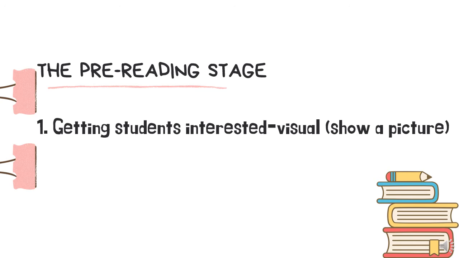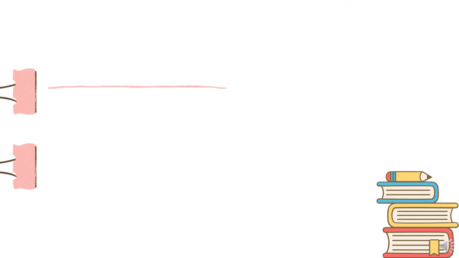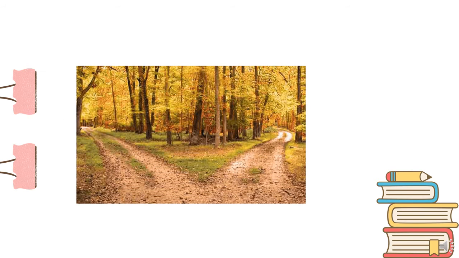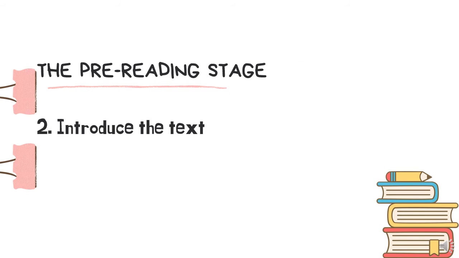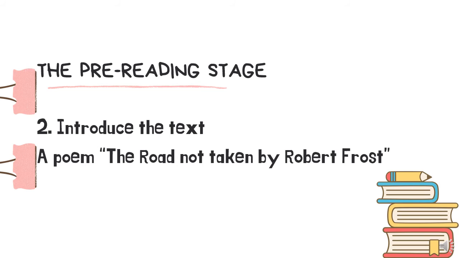Just show a picture. For example, have students discuss a relevant question in groups, like, what do you see in this picture? What do you observe from the picture? Next, introduce the text. For example, announce that they are going to read the poem, The Road Not Taken by Robert Frost.